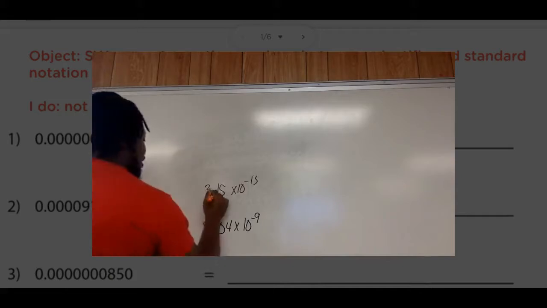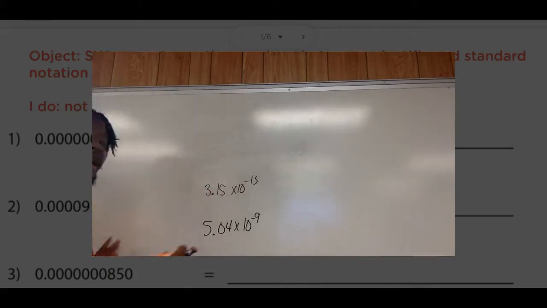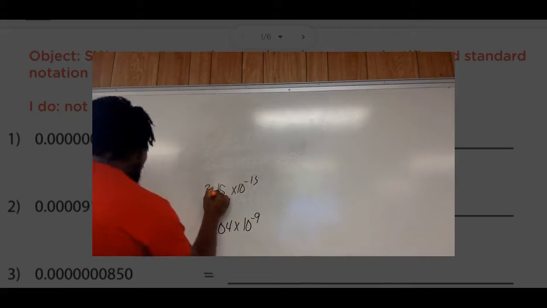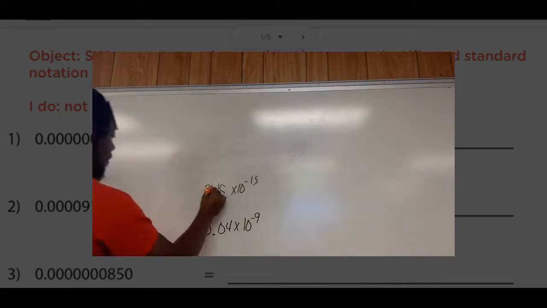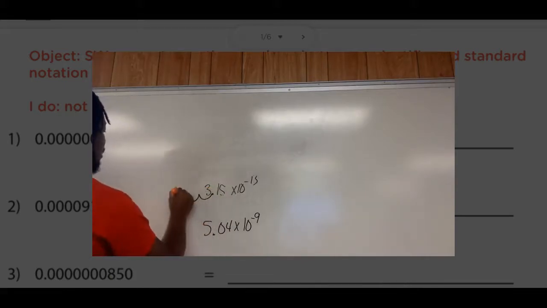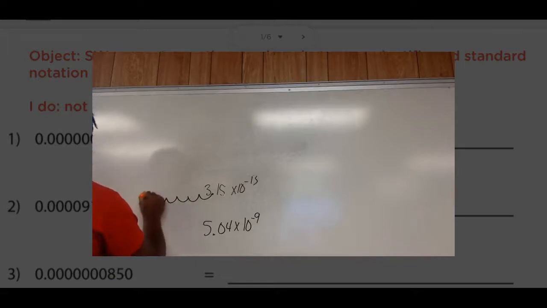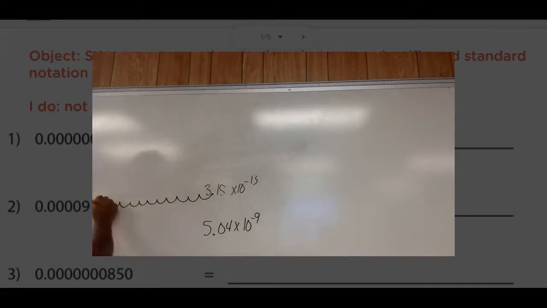All right, here we go. 10 to the negative 13th. We're going to move to the left or the right? To the left. Yeah, to the left now, y'all. Here we go. 1, 2, 3, 4, 5, 6, 7, 8, 9, 10, 11, 12, 13. Decimal point here. 0 point.